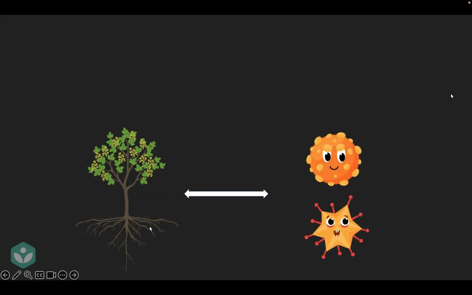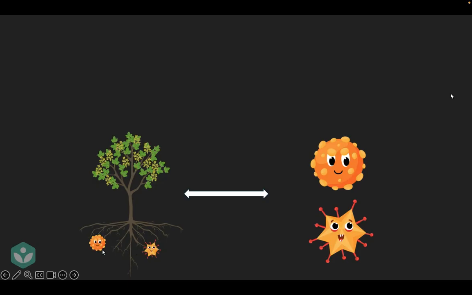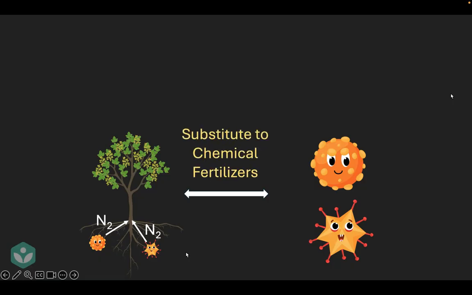We're going to add these bacteria to the soil in such a way that these bacteria start providing nutrients to the tree through the roots. These bacteria can provide nitrogen to the tree through the roots. I'm sure you've heard of these. They're called the nitrogen fixing bacteria. So what they're doing is they're substituting chemical fertilizers.